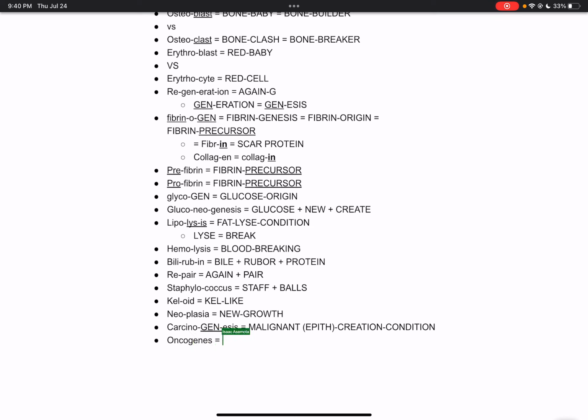Oncogenes. Onco means cancer. Gene means what? Gen. Ooh, yeah, because genes are the things that create you. They're your DNA. They're the starting point of all creation of life. So it means cancer genes. But the reason we call them genes is because DNA is the language of creation.